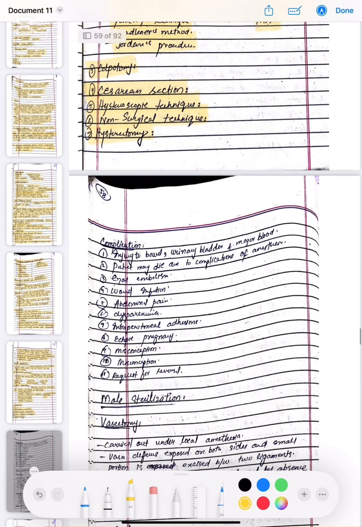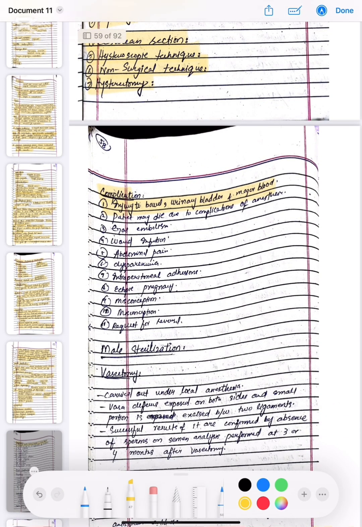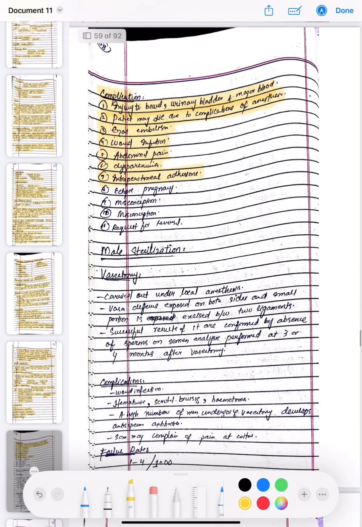The complications are injury to the bowel, urinary bladder, and major blood vessels. The patient may die due to complications of anesthesia, gas embolism, wound infection, abdominal pain, dyspareunia, intraperitoneal adhesions, ectopic pregnancy, regret, and request for reversal.